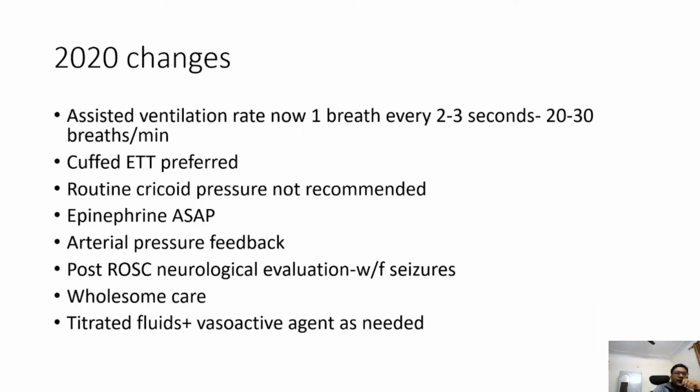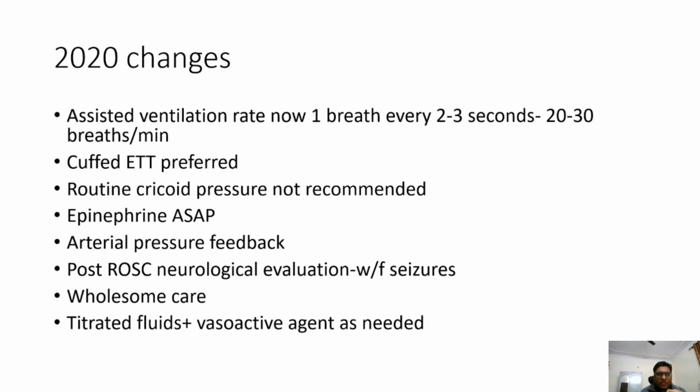So briefly, in two slides, a summary of the 2020 PALS update and some changes. Assisted ventilation rate has now increased. Now you have to give one breath every 2 to 3 seconds. So instead of 10 to 15 breaths per minute, you will now have to give a slightly higher rate, 20 to 30 breaths per minute. Cuffed endotracheal tubes are preferred because they can deal with higher ventilation pressures better. Routine cricoid pressure while intubating is not recommended. As we just discussed, epinephrine should be given as soon as possible whenever an arrest scenario is identified.